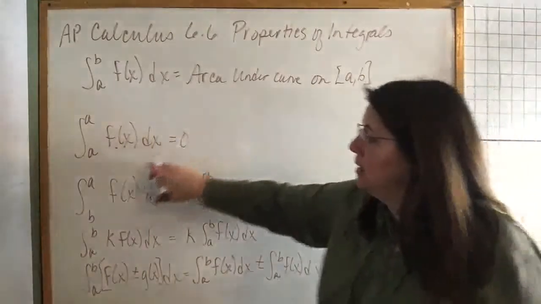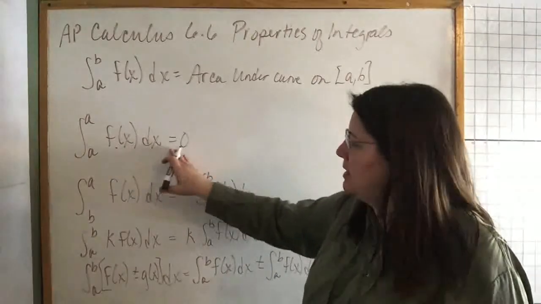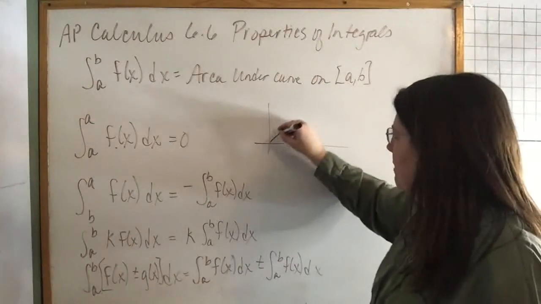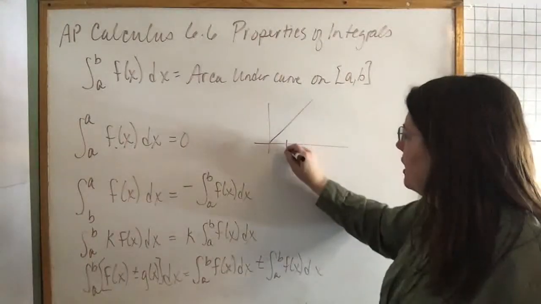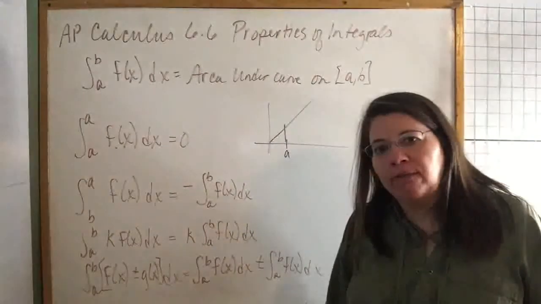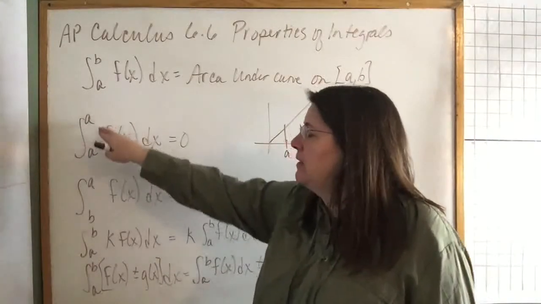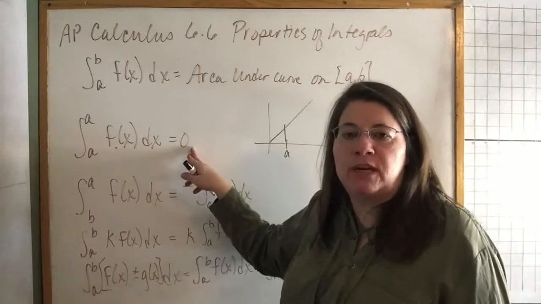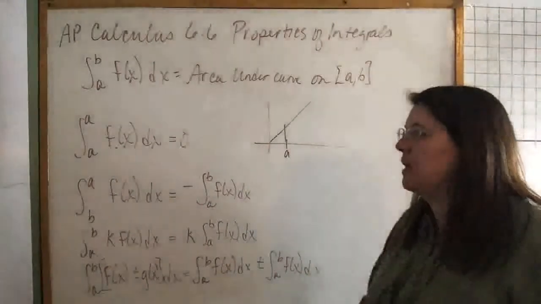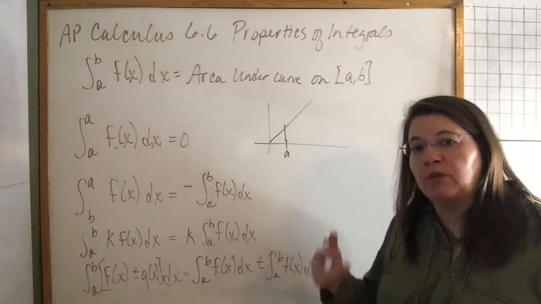For the first one, if you go from a to a and you have the integral of f of x dx equals 0, well, if you think about that, no matter what that function is, let's just say it looks like this. Well, if I start at a and I end at a, do I have any area under the curve if I haven't moved? The answer is no. So if these are the same number, then the area under the curve is going to be 0 because you haven't moved anywhere. You just have a length. You don't have an area. So that's kind of common sense, but it's one of those things that you have to recognize because it will show up sometimes in some of these problems where you're just working with the properties.